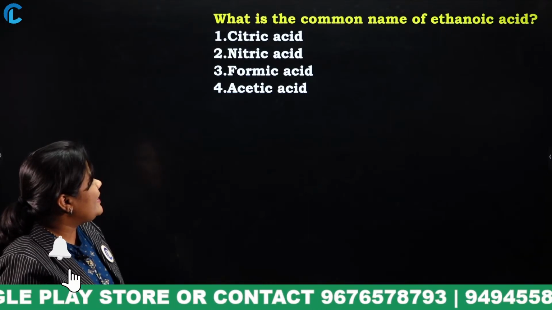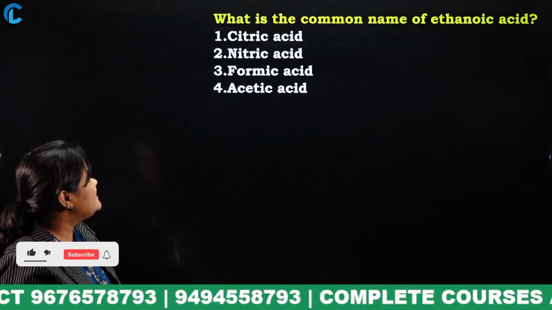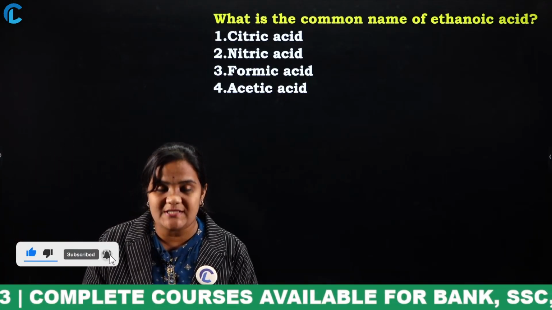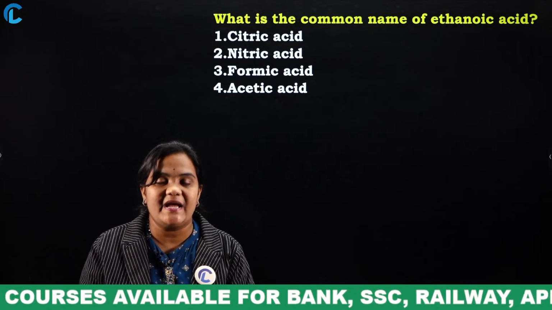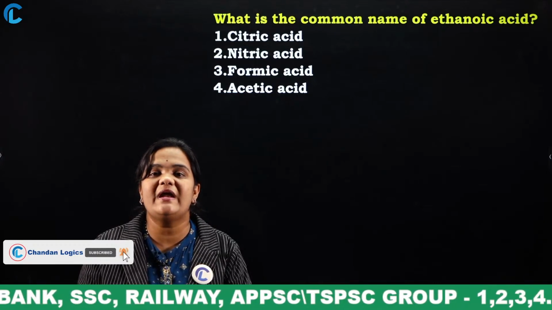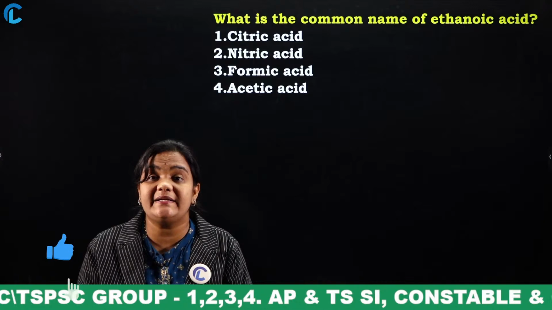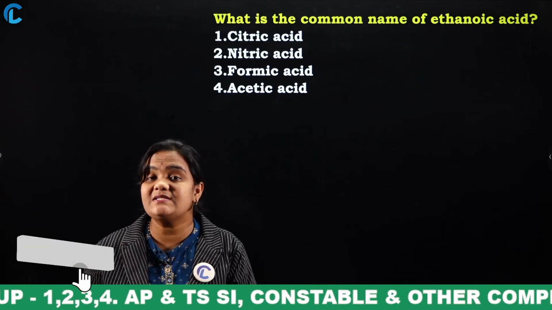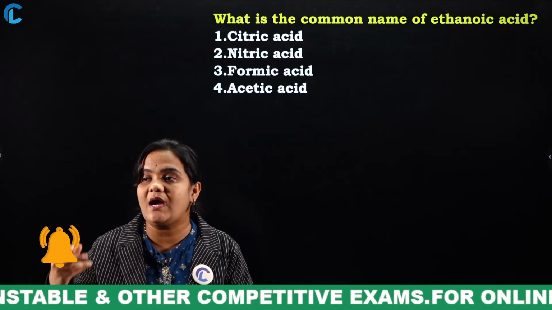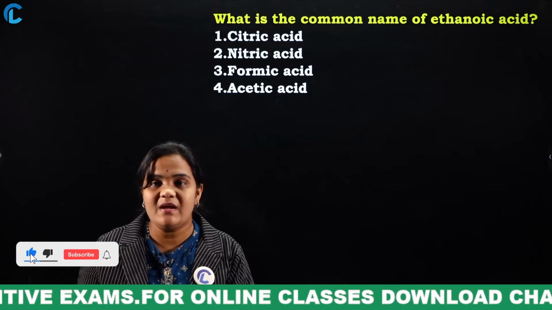What is the common name of ethanoic acid? Citric acid, nitric acid, formic acid, acetic acid. Come on, try to get the answer for this question. Citric acid mainly appears in citrus fruits. Nitric acid is a reddish acid. It is very harmful and very dangerous. When you consume a large amount of nitric acid, it will become fatal.